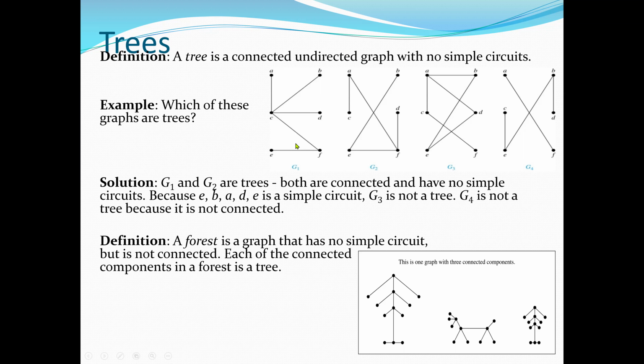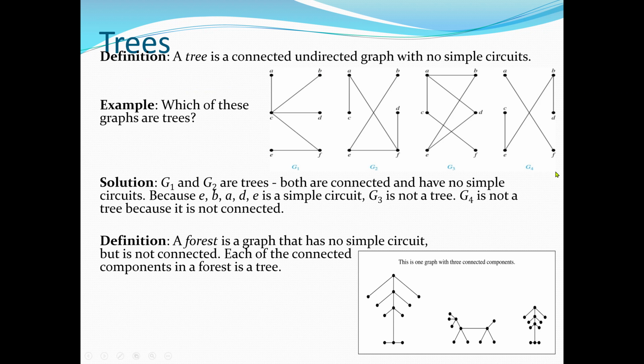Again, in G1, for any vertex that I start from and go through the edges, I cannot come back to the same vertex. For A, there's no connection back to B, so we can't come back. B is the same thing, and for D and F, there's no connection with B, so we cannot. But in G3, when I start from E, I can go to D, then A, then B, and come back to E again. So that's a simple circuit.